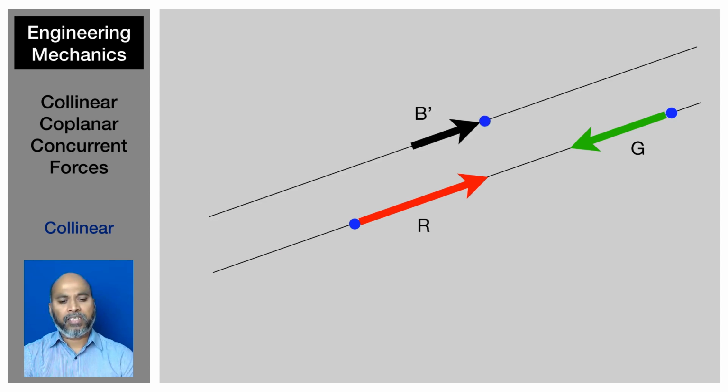Okay, now let's say if this force B moves to another line parallel to this original line, and we call it B dash, then this B prime or B dash is parallel to the other two forces R and G, but it is not collinear. So you get the point.